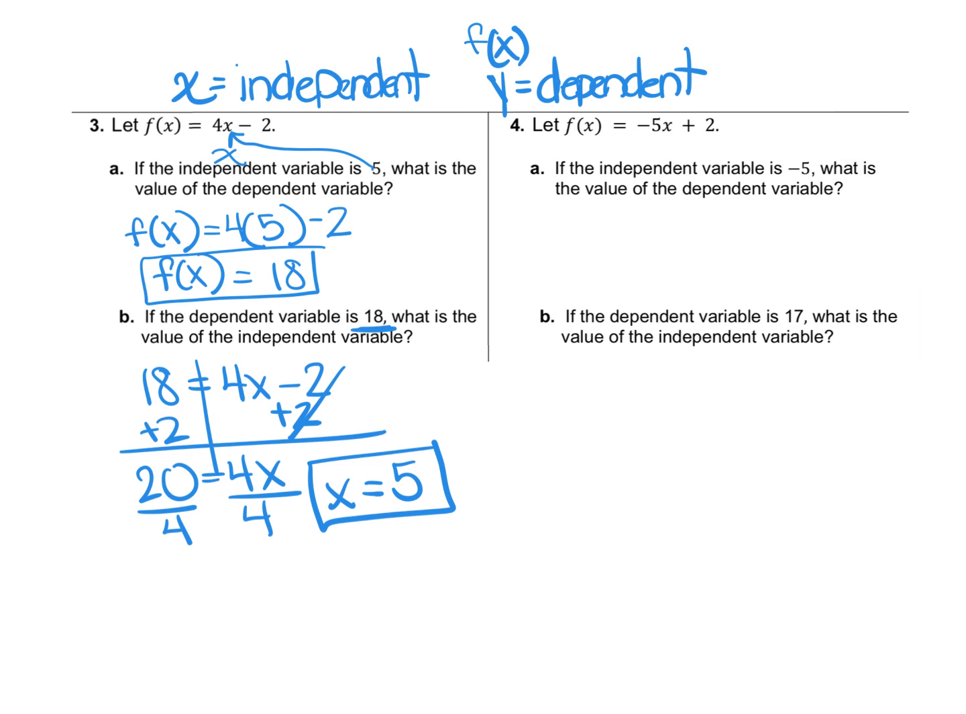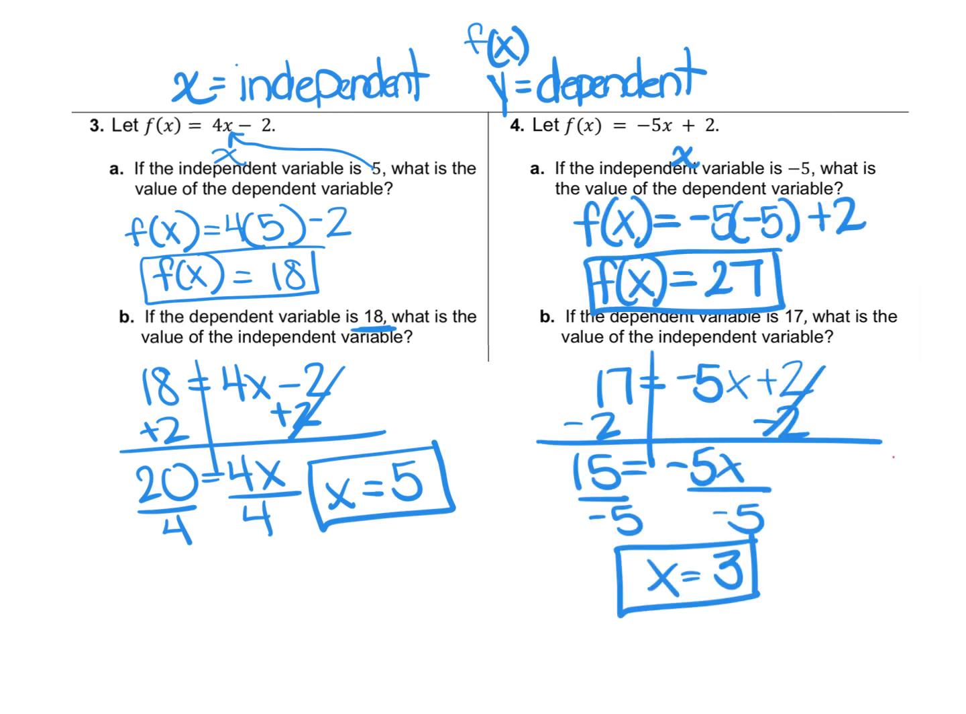All right, so I would like you to try number 4, pause the video, work on number 4, and when you're done with that, then resume the video and check to see if you did it correctly. All right, when you plugged in the independent variable, the x, right here for the x, and then you simplified, you should have gotten f of x is equal to 27. And then when the dependent variable is 17, you're plugging that in for the f of x. And when you solved for that, hopefully you got x is equal to 3.